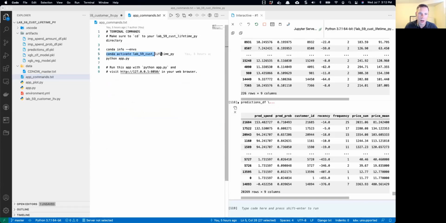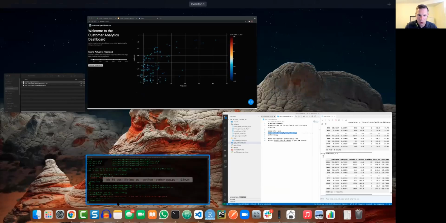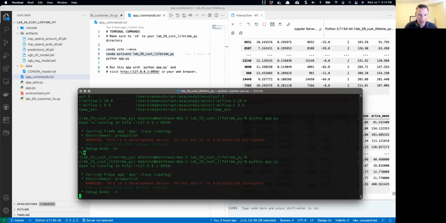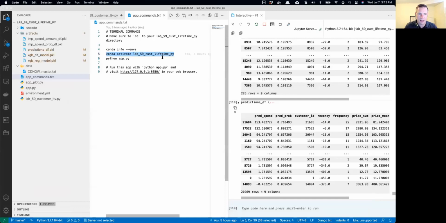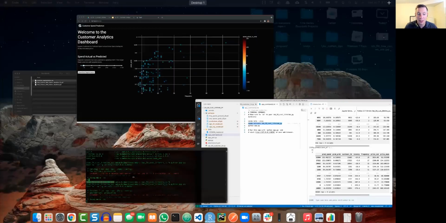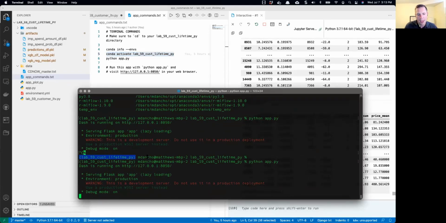You're going to do your conda activate. So I have a terminal open right here, and you're going to run conda activate and make sure that this is activated. So when you do this conda activate lab 59 customer lifetime pi, it's going to activate this environment for you. And then all you're going to do is run python app.py in your terminal, and it's going to start running this on your server.